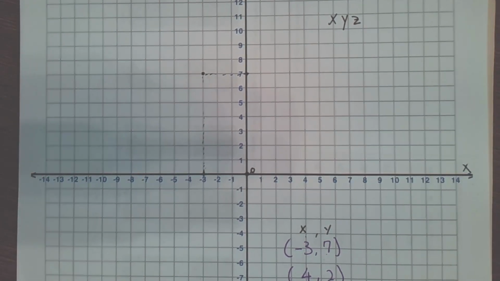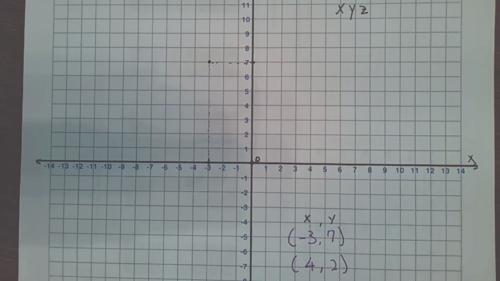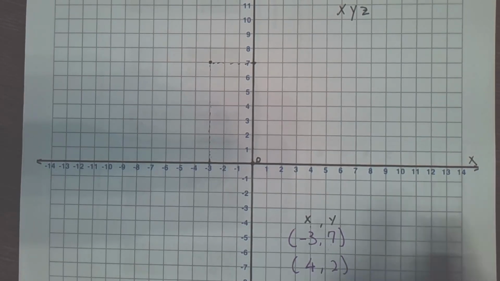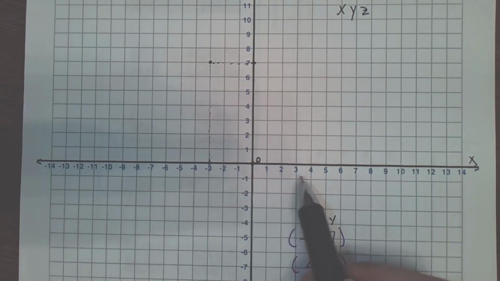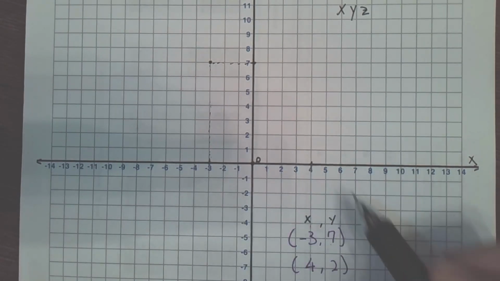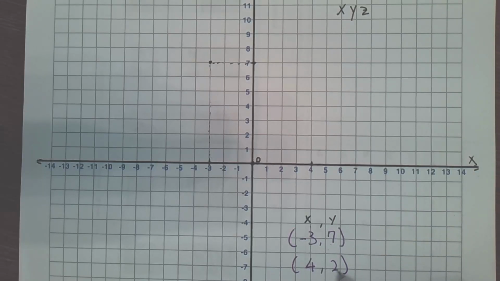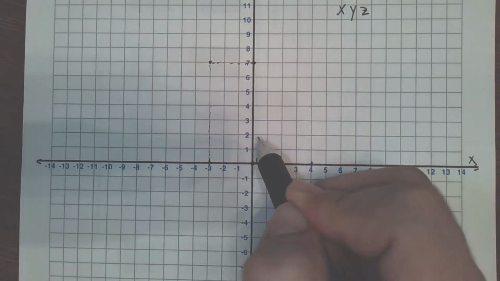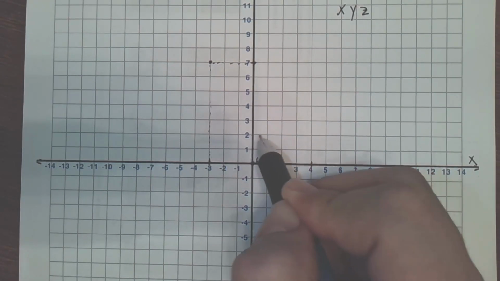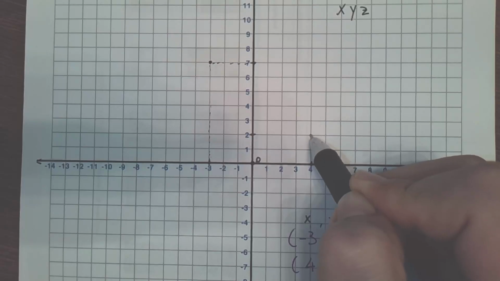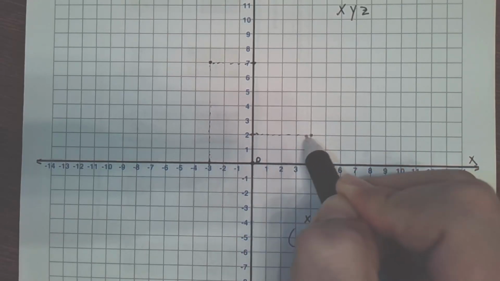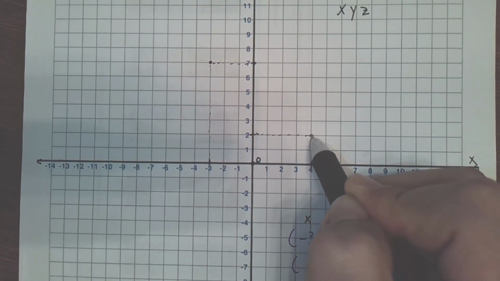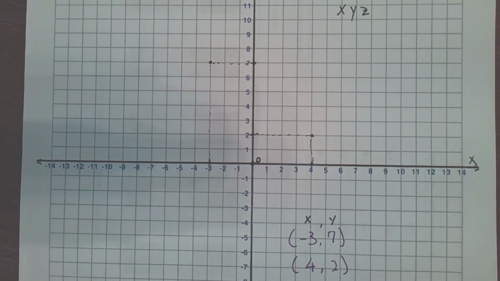Let's do 2 more. The next one we have is 4 and 2. Again, first the number is x, so we are looking for 4 on the x-axis, right there, 4. And we're looking for 2, the second number is always y, so you're looking for 2 on the y-axis, 2. So 4 and 2, they meet at this point. If you are drawing this guiding dotted line, it meets right there, 4 and 2.